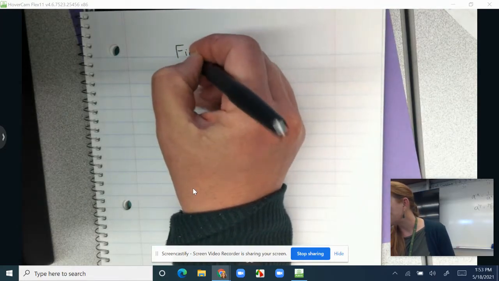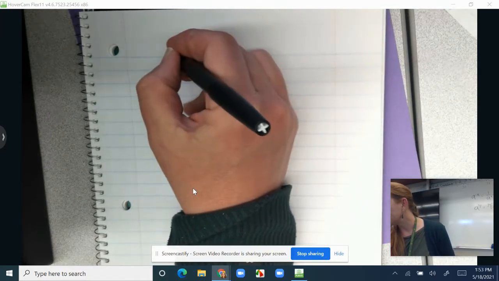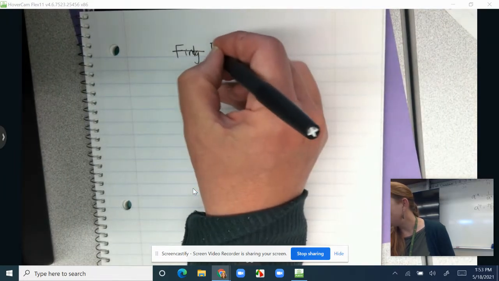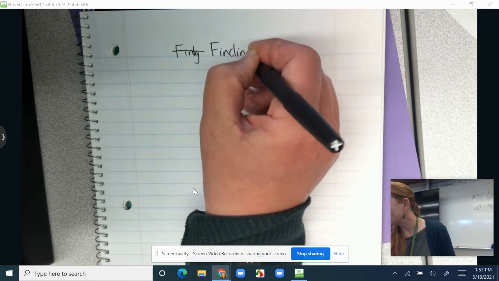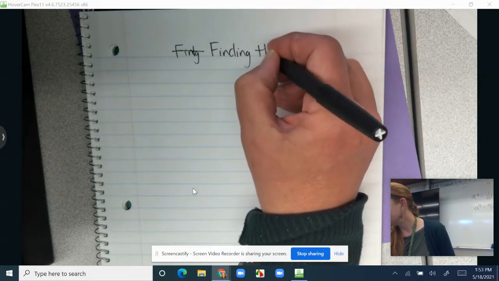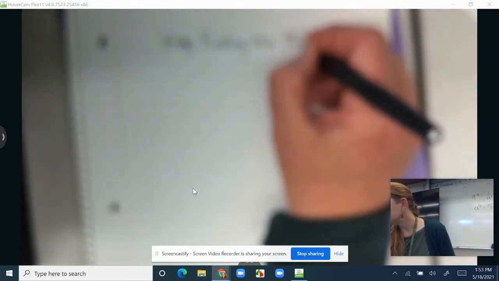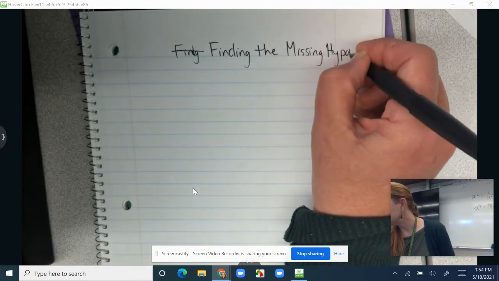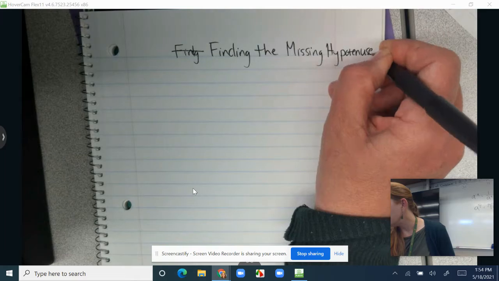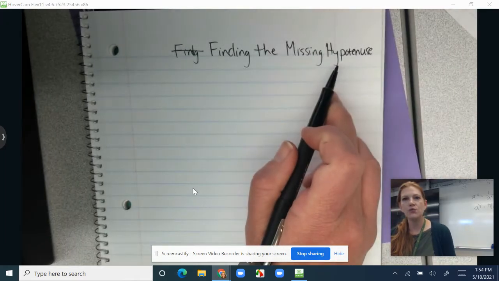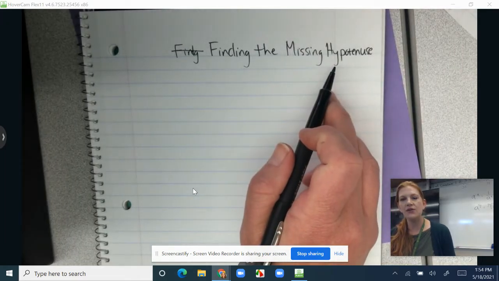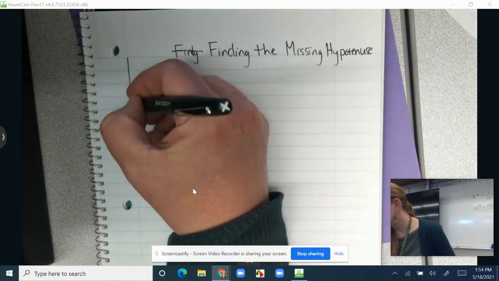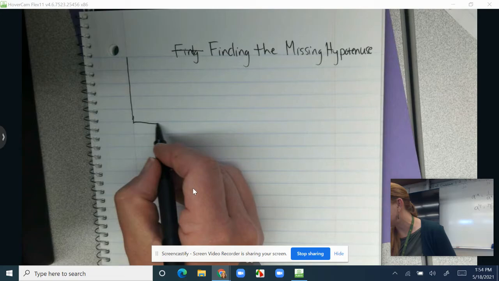Finding the missing hypotenuse. Hypotenuse is difficult to spell. Hypotenuse. Okay, so this is assuming we have a right triangle, which means it's a triangle that looks like this.